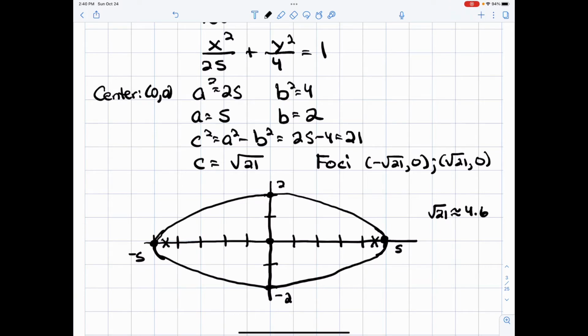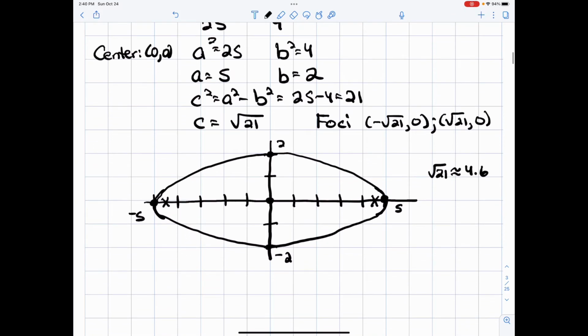So the flatter or the less round your ellipse, your foci are going to be closer to those vertices. The more round your ellipse, the closer to a circle it gets, the more your foci move in towards the center. And in a circle, technically your focus is the center. So we'll get to that in a little while when we talk about something called eccentricity.